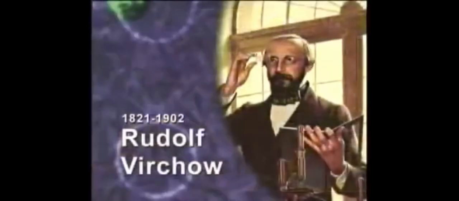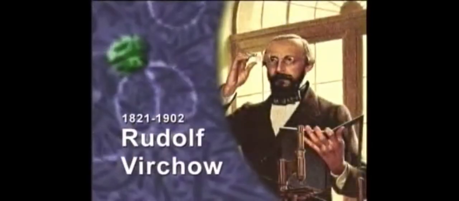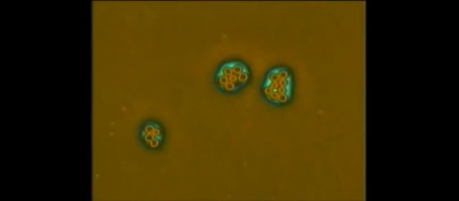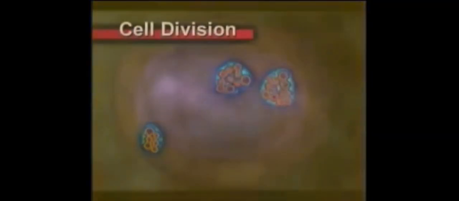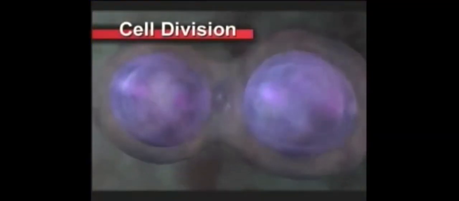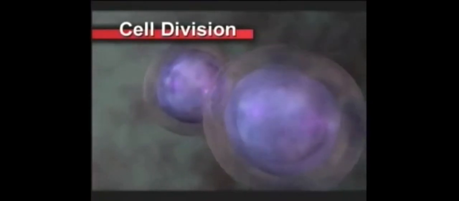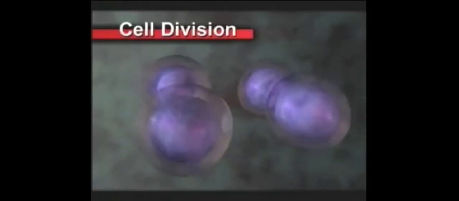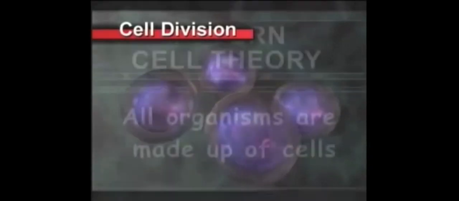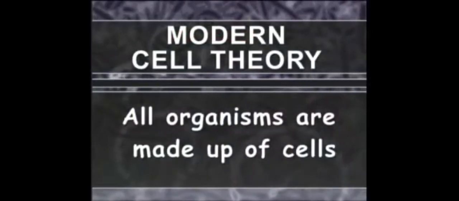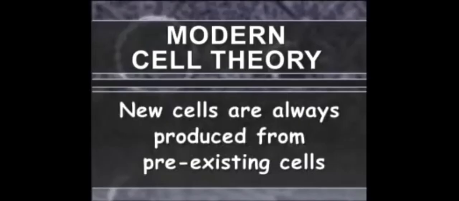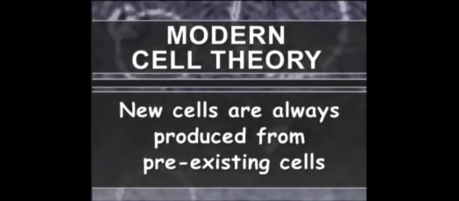In 1850, Rudolf Virchow saw something that would change this. In his microscope, he observed cells pinching in two. He realized that cells actually come from pre-existing cells through cell division, and added this to the cell theory. Over the years, scientists have continued to develop this theory, and modern cell theory now states that all organisms are made up of cells, that new cells are always produced from pre-existing cells.